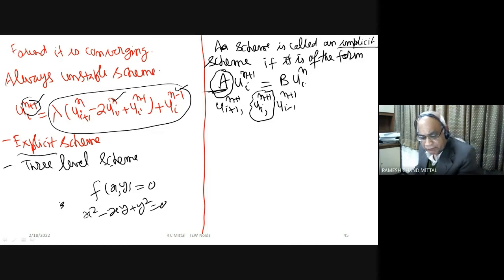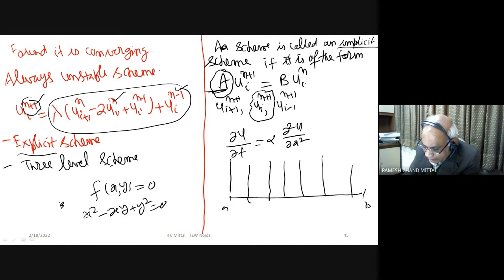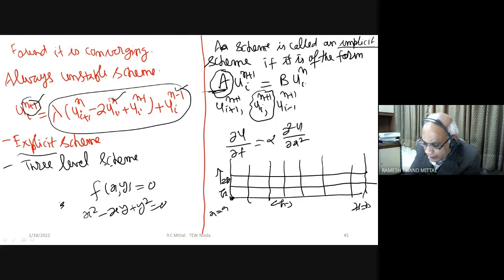I have also told you what is level. Level means how many time levels are involved. I will discuss this point also later on, but let me come to my simple equation, du/dt equal to alpha times d2u/dx2. This is my a, this is my b, and then I take my h, and this is my time level going up. This is my x equal to a boundary, and this is my x equal to b boundary, and this is my h, this is my k, this is my 2k, and so on.